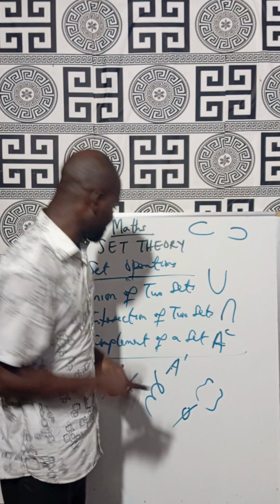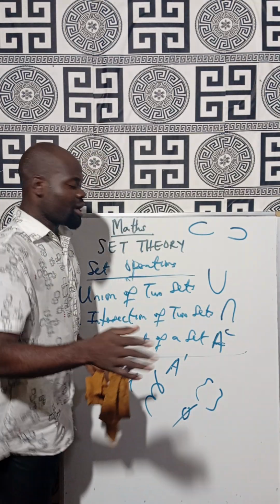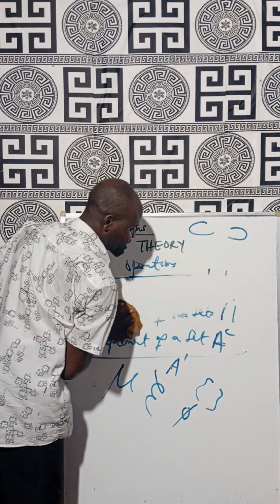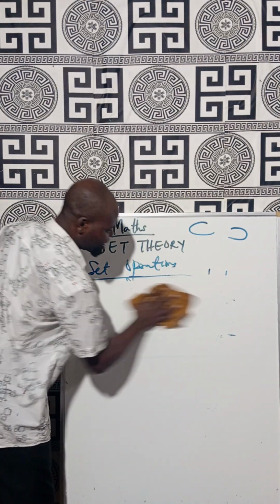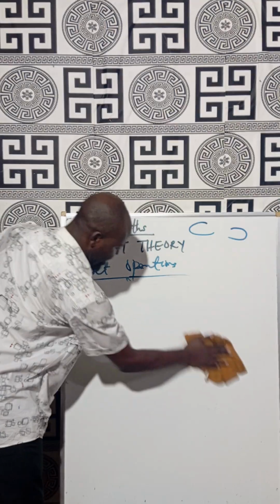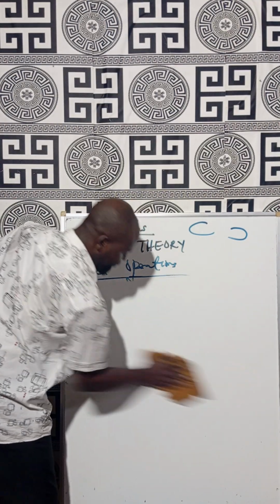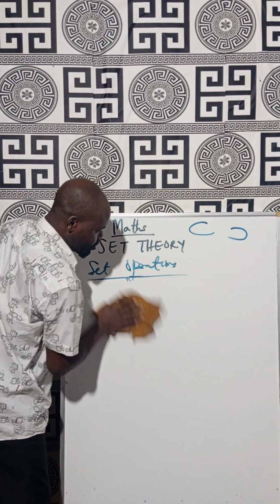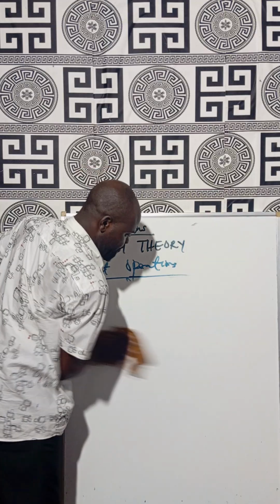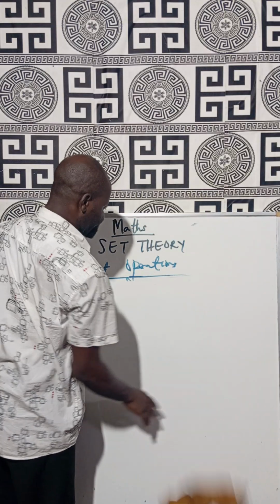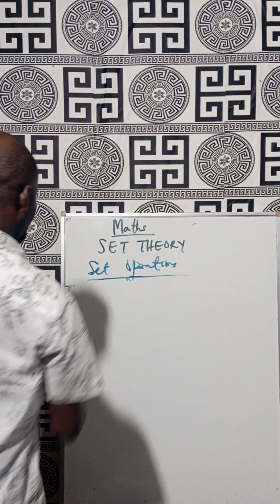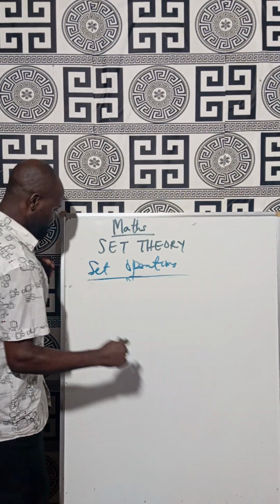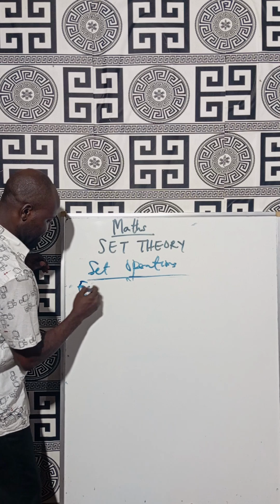Very important in sets. Now let's take one or two examples under union, intersection, and the complement. I will formulate another example for you now. You understand me now? Okay, good. Let's see. Let's say we have an example.